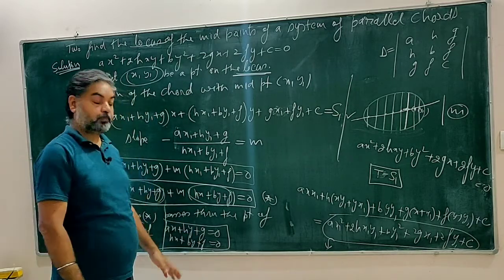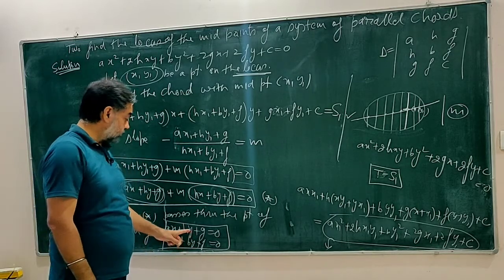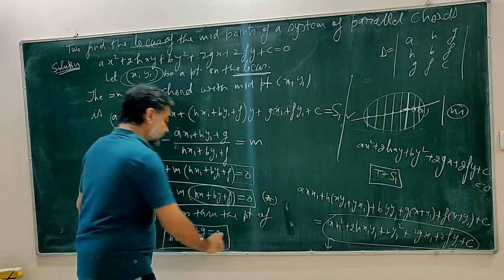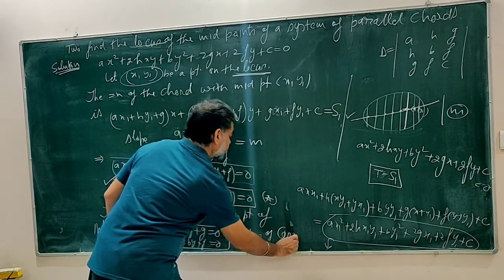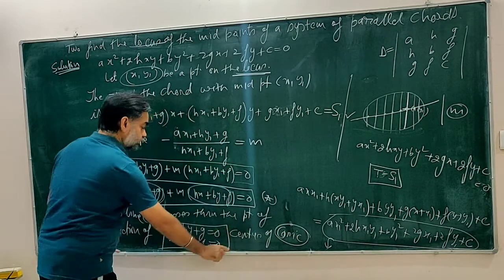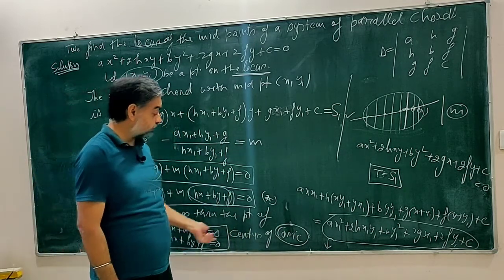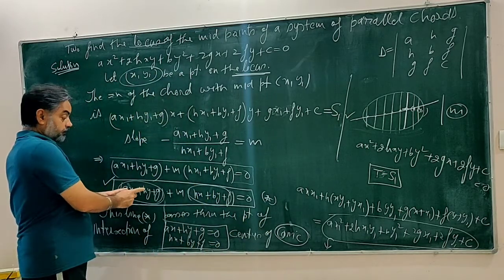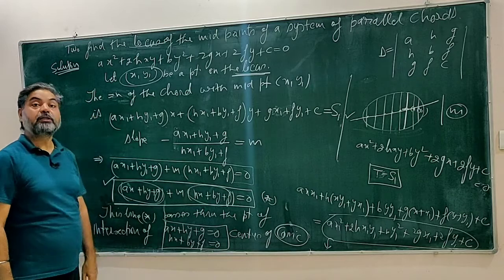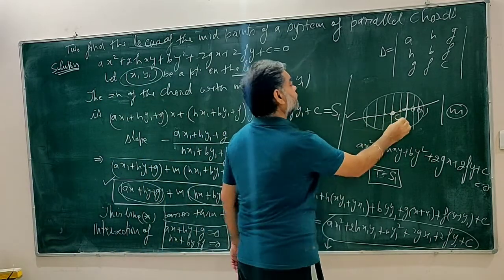The point of intersection of these two lines, if you remember from your earlier lectures, is the center of the cone. When we had to find the center of the cone, we solved these two equations. So the point of intersection of these two straight lines is the center of the cone. So this straight line, this locus, passes through the center of the cone. For example, this is the center of the cone.